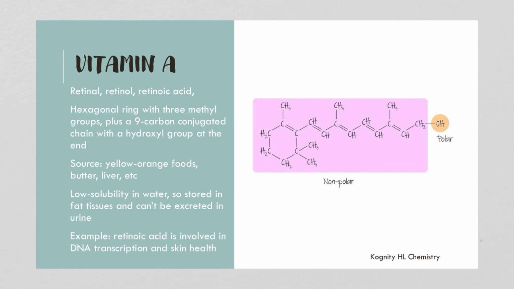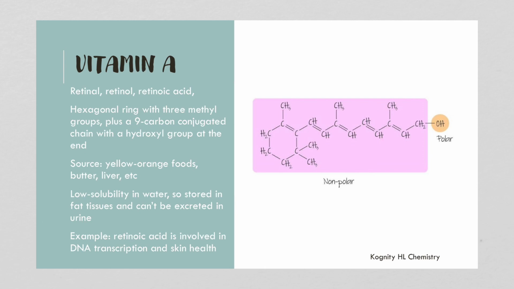Sources of vitamin A would be yellow-orange foods, butter, liver, and a few other sources. They have a low solubility in water because they only have that one hydroxyl group. So they get stored in our fatty tissues, and they can't be excreted through our urine. So we have to be careful with vitamins that are fat soluble because we can't get rid of them. So they can actually build up to toxic levels if you eat too much. But they are essential vitamins, so we have to have a fine balance.